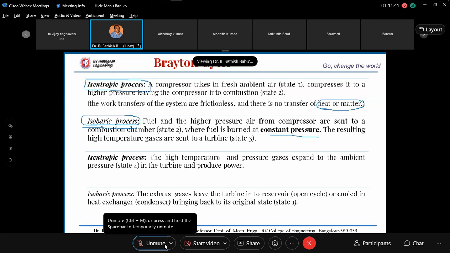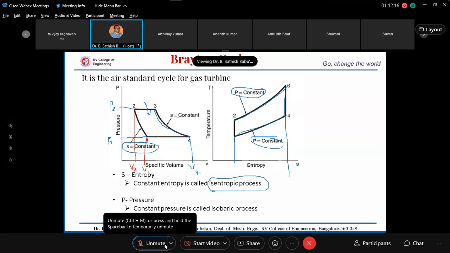Then again, at state 4 we have the isentropic process, because the high temperature and pressure gas is expanding in the turbine region. So that is why it is again called an isentropic process in the turbine region. So next isobaric. There are two isentropic and two isobaric processes taking place in the entire cycle from 1 to 4 and again 4 to 1 return. Okay, so these are indicated here. Two constant entropy processes and two constant pressure processes. Okay, I hope it is clear.